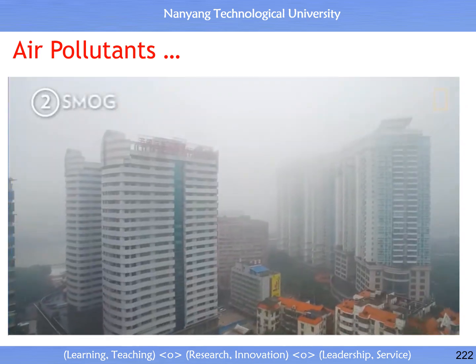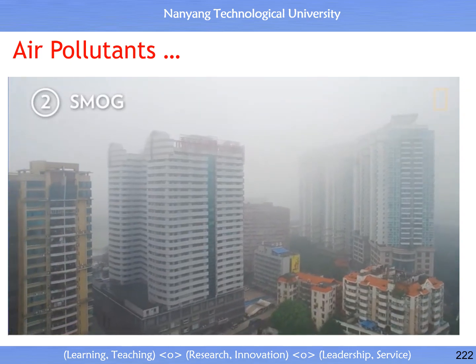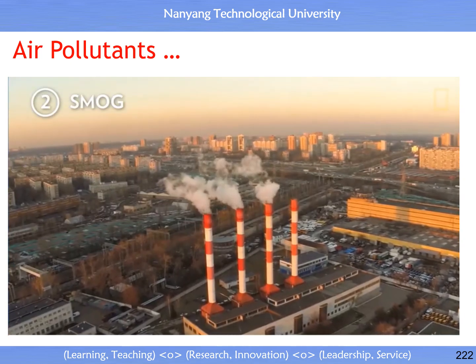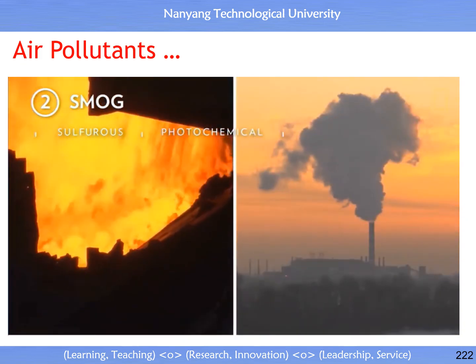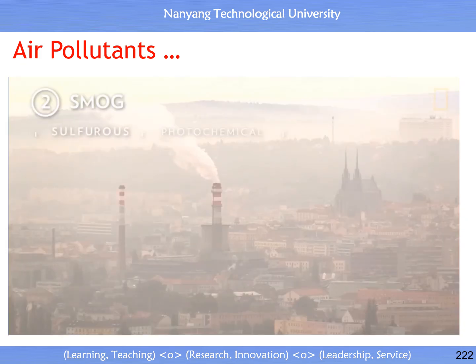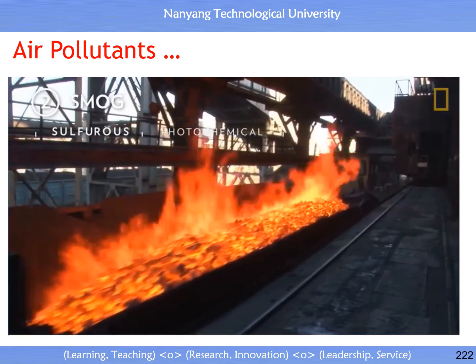Smog is a type of air pollution that reduces visibility and has serious health effects. Smog can be divided into two categories: sulfurous and photochemical. Sulfurous smog is made up of chemical compounds called sulfur oxides. It occurs when burning sulfur-bearing fossil fuels such as coal.